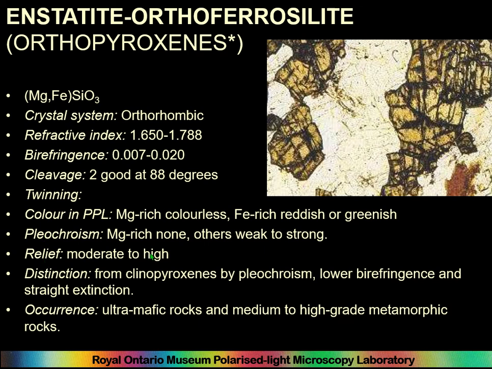Relief, moderate to high. You already know that because of the refractive index, of course. Distinction is important too: how can I tell the difference between this and other minerals? From the clinopyroxenes by pleochroism, lower birefringence, and straight extinction. That's the only thing you could confuse it with. Occurrence: ultramafic rocks and medium to high grade metamorphic rocks, and possibly in your pottery.